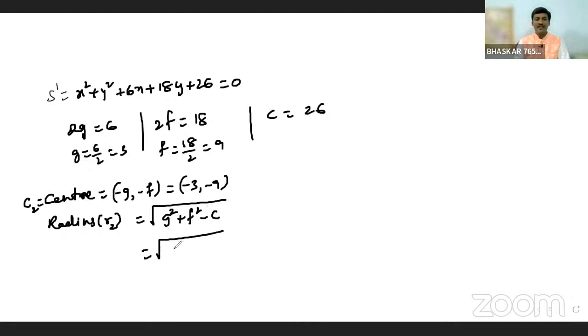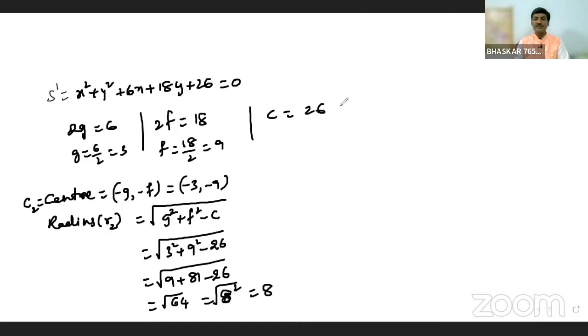Root of g square, that is 3 square, plus f square, 9 square, minus c, minus 26. So 9 square is 81, minus minus 26, so 81 plus 9 is 90, 90 minus 20 is 70, 70 minus 6 is 64. Root of 64 means how much? 8 square it is, the square root cancels, 8 it is. What is the value of R2? R2 value is 8.